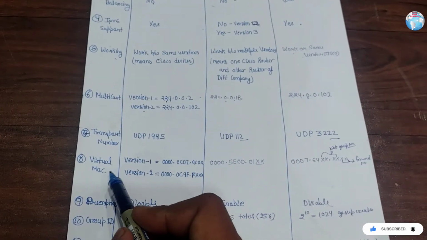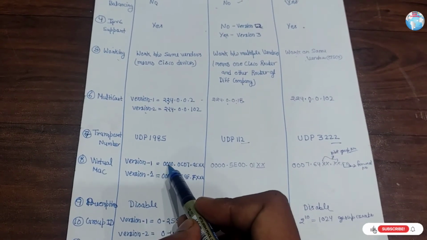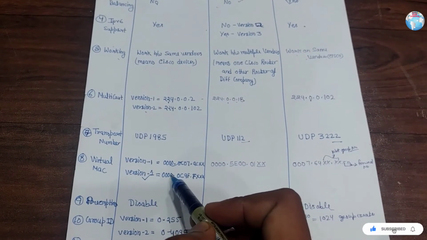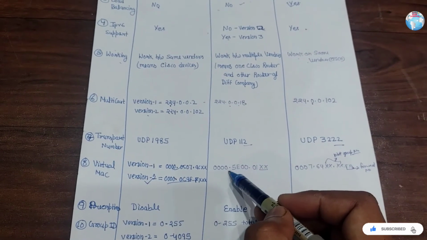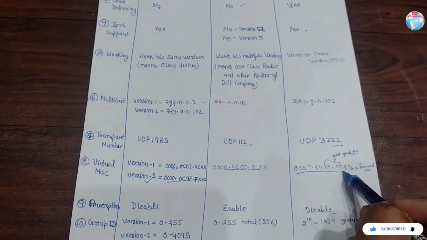Eighth difference is virtual MAC. In version 1 HSRP virtual MAC is this, and in version 2 HSRP virtual MAC is this. In VRRP virtual MAC is this. In GLBP virtual MAC is this.